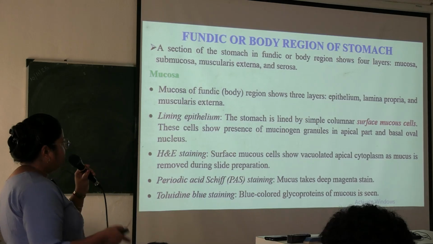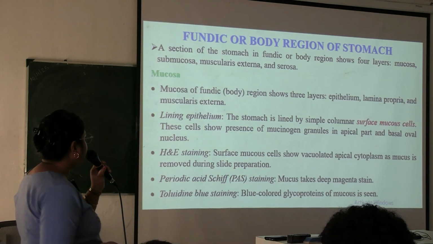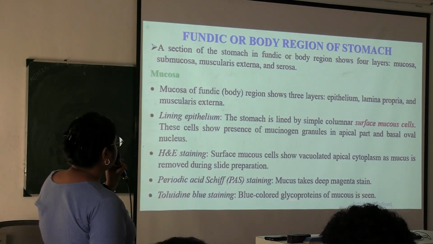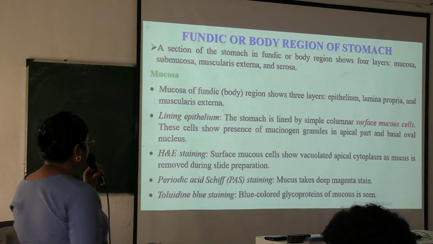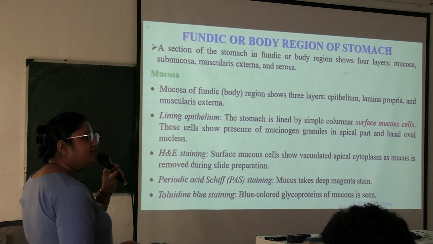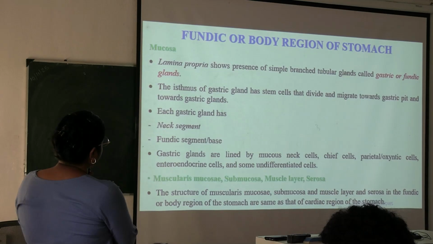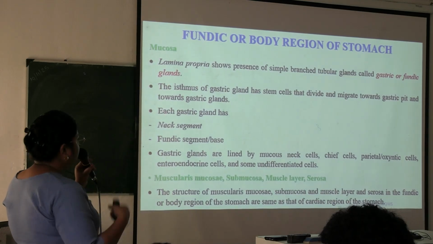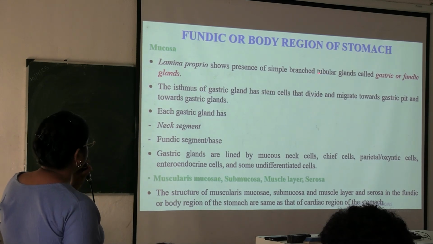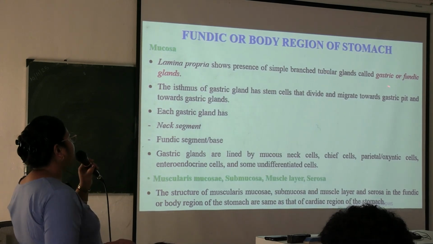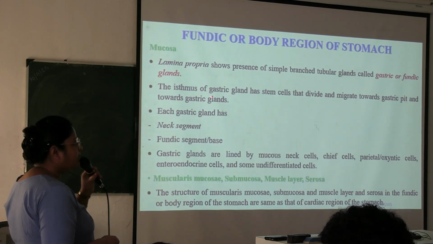This is a special stain for the mucus. And in toluidine blue staining, blue colored glycoproteins of mucus are seen. Okay, this is another specific stain for the mucus. So here also all these layers will be present. Mucosa, lamina propria shows presence of simple branched tubular glands called the gastric or fundic glands.